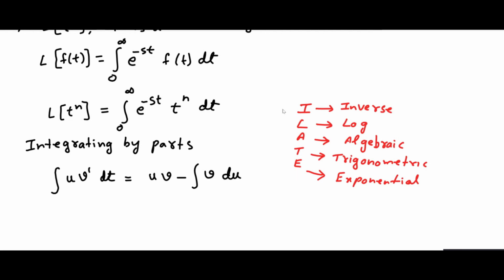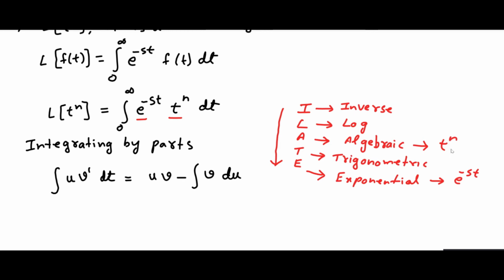Exponential function. So choosing the value of u should be in this particular order. Whichever comes first has to be taken as u. If you observe here, the exponential function is at the end. So e power of minus st is the exponential function, and you have t power of n. So t power of n represents the algebraic function.